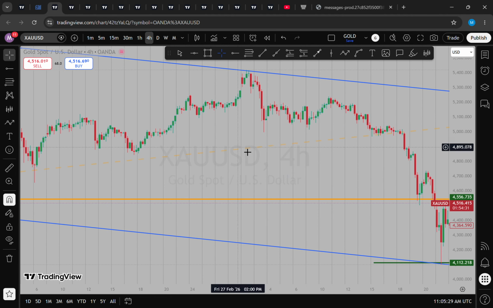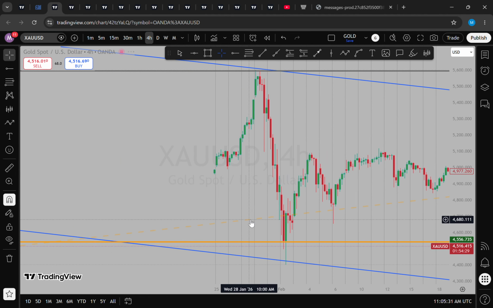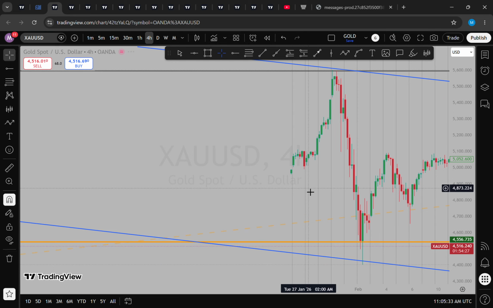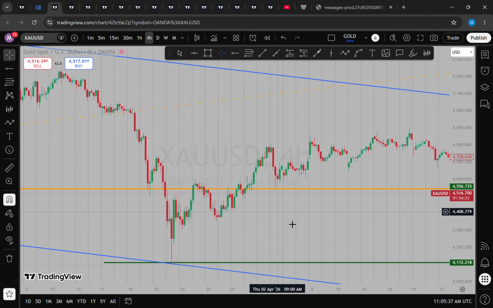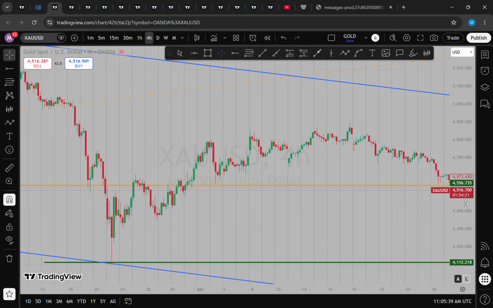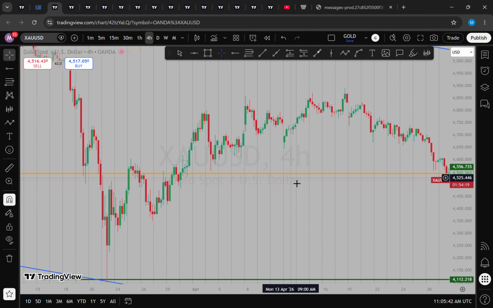I'm trying to look for downtrend. Okay, before we look for downtrend, let's quickly identify uptrend. Let's identify uptrend from here. Okay, this is an uptrend.